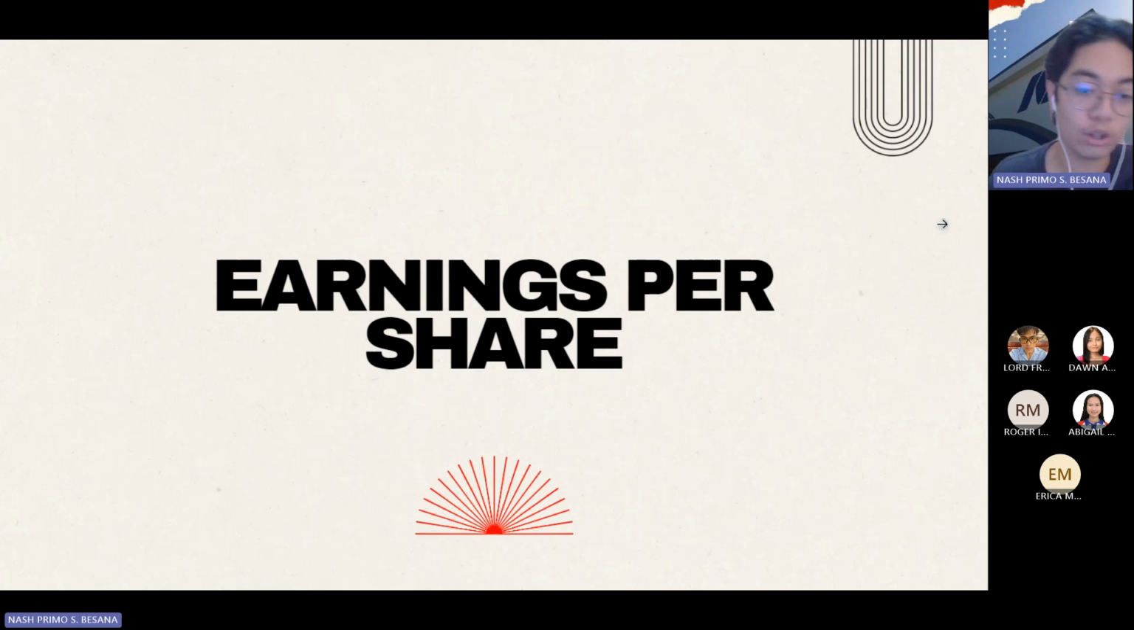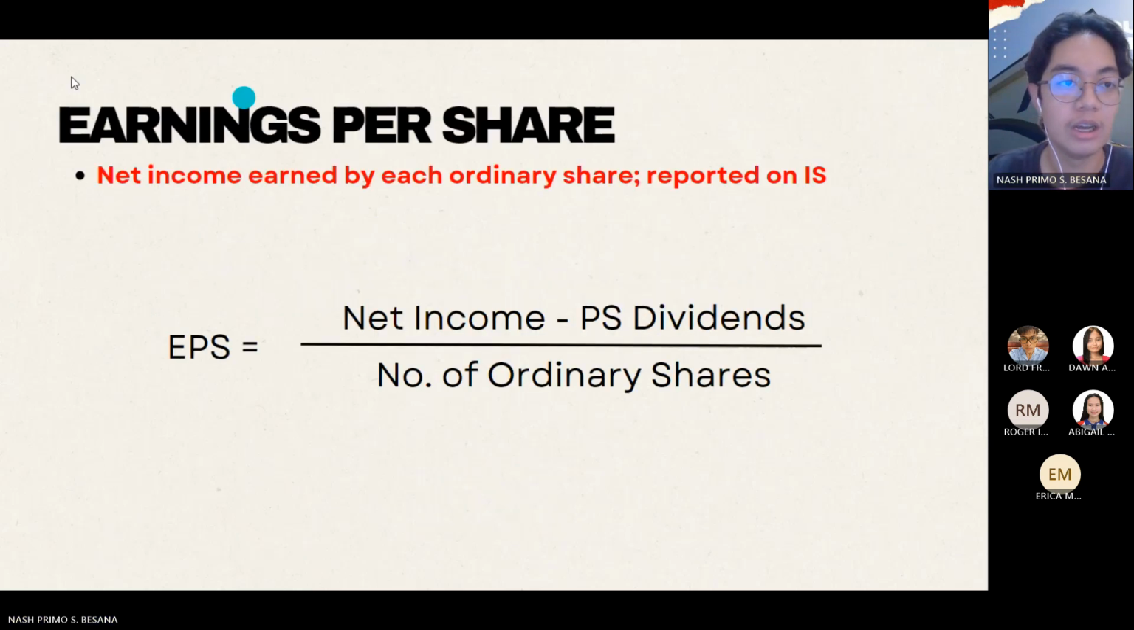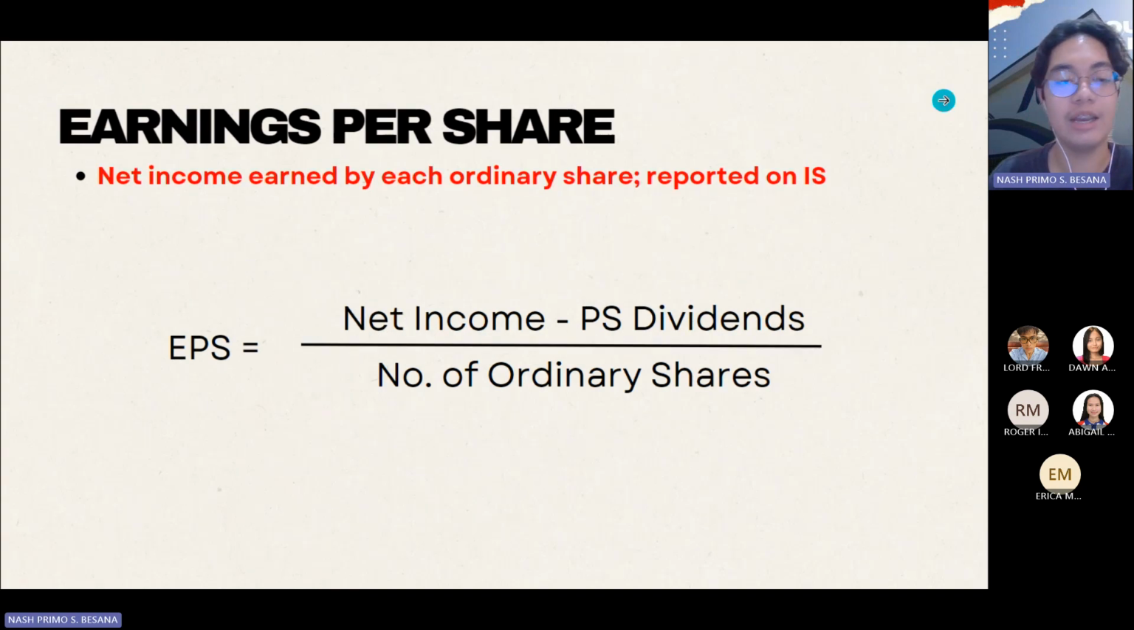So, let us now move on sa earnings per share, which is our last topic. Earnings per share, madali lang naman siya. Net income earned by each ordinary share. This is reported on the income statement. Sa income statement, di ba, you have income, expenses. And then siguro sa pinakababa nun, nakalagay dapat after ni net income, earnings per share, ire-report din siya. So, ang formula niya is EPS equals net income minus preference share dividends divided by number of ordinary shares.